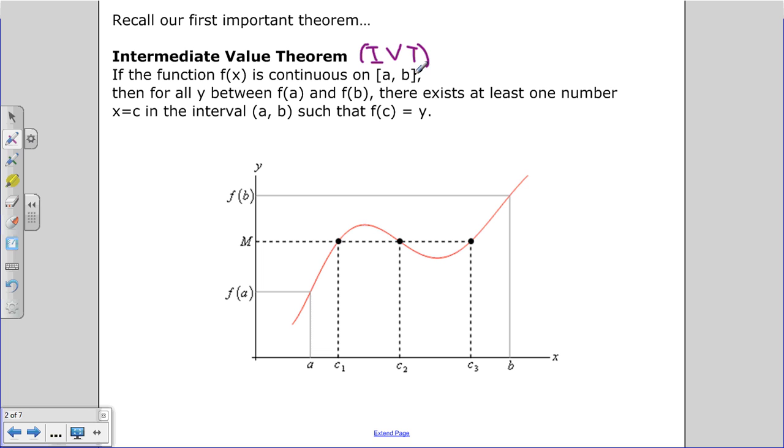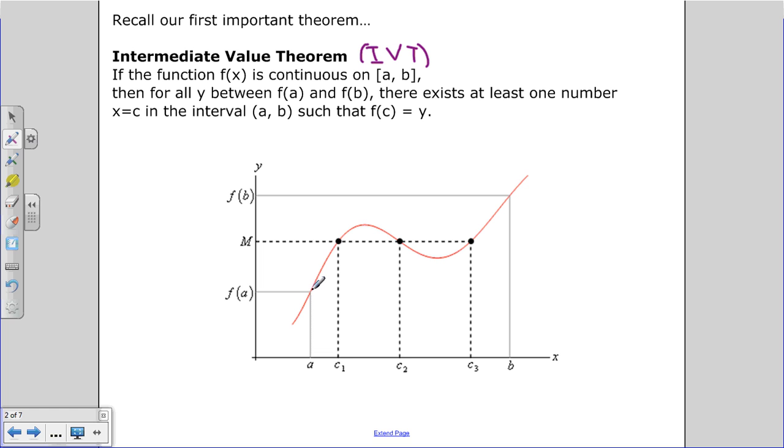The intermediate value theorem says if a function f of x is continuous on the closed interval from a up to b, then for all y values between f of a and f of b, the corresponding y values, then there exists at least one number c between a and b, in the open interval between a and b, such that f of c equals that y value.